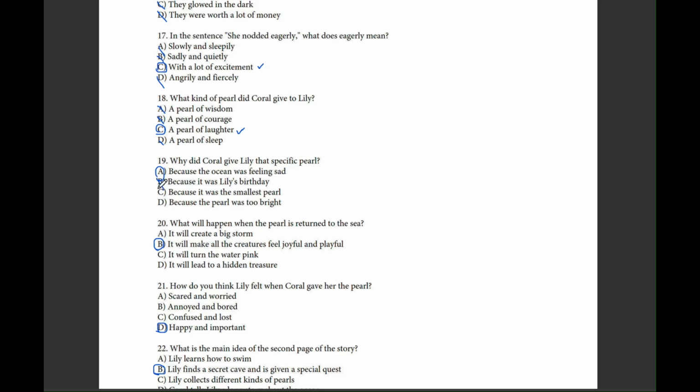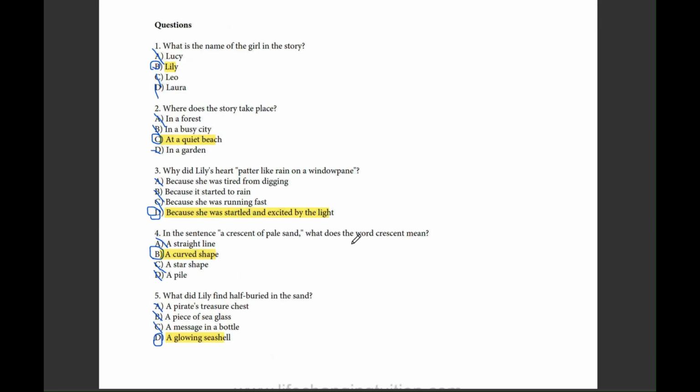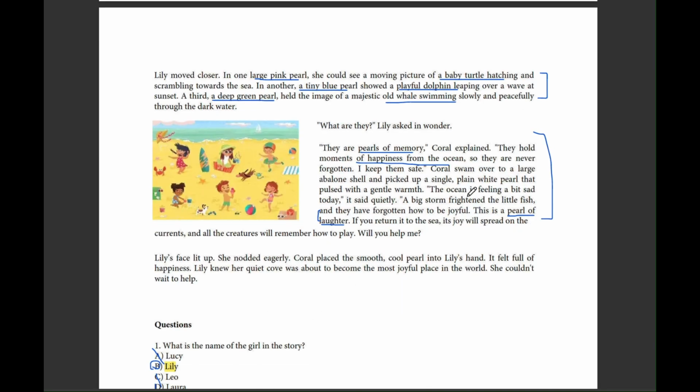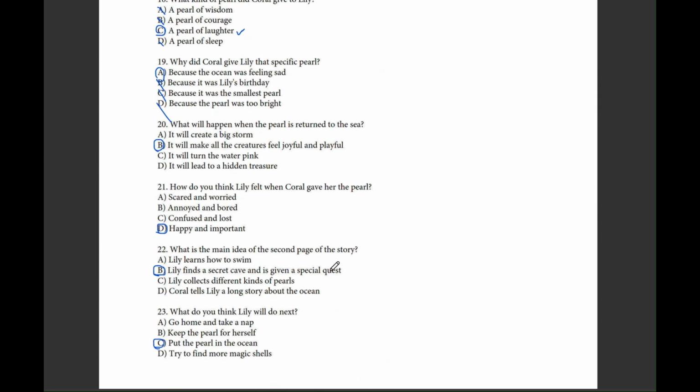Reasons B, C, and D are not actually mentioned in the story as motivations. The answer is A, because the ocean was feeling sad. The explanation clearly states that Coral said the ocean has forgotten how to be joyful, which is why that specific pearl was needed.